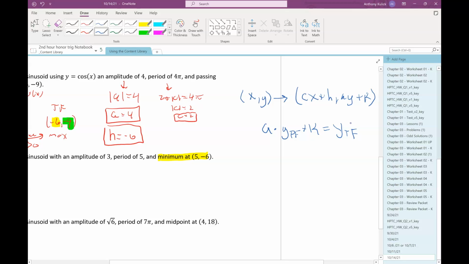Are we cool with that, Josie? Yeah. Okay. So in this case, my A is 4. The y-coordinate for my parent function is 1. The k is what we're looking for. And the y for my transform function is -9. So if I subtract 4 from both sides, I get that k is -13. And there's everything I need.